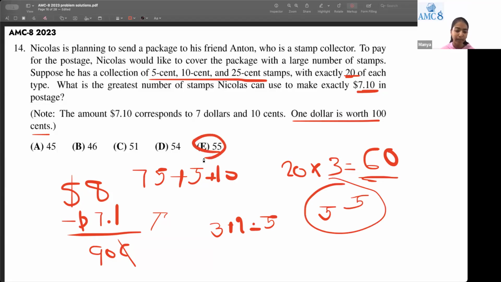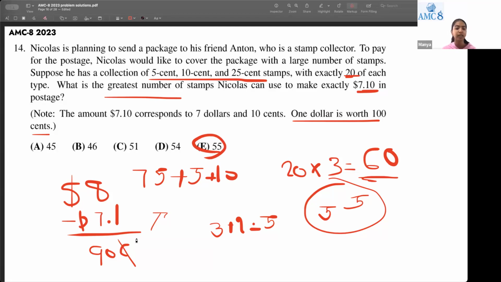And we want to make 90 cents using the least amount of coins because we want to use as many coins as we can. Because it's asking what is the greatest number of stamps Nicholas can use to make exactly $7.10 in postage. If they said what is the least amount, then we would try to use up all of the 5 cents on the 90, and then we would go to the 10s, and then we would go to the 25s.